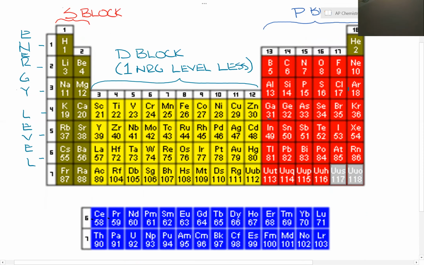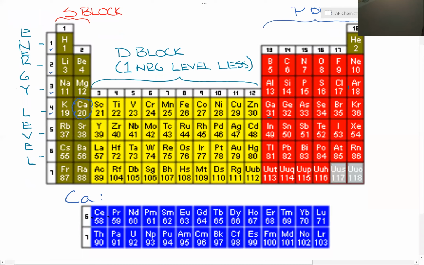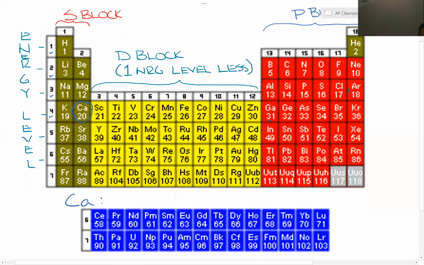Now, let's take a look at calcium again. Remember calcium, we had the 1s2, 2s2, and so on. Is there a way that we could use this to shorten up the electron configuration? The answer is yes. If we take a look at where calcium is, I've highlighted it in blue, it's in the 4th energy level, 1, 2, 3, 4. So what that means is that it ends at 4s2.